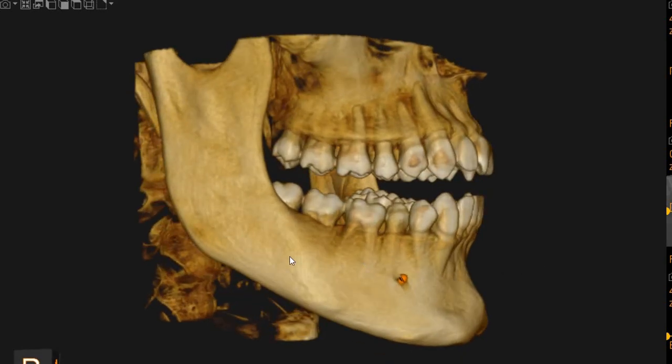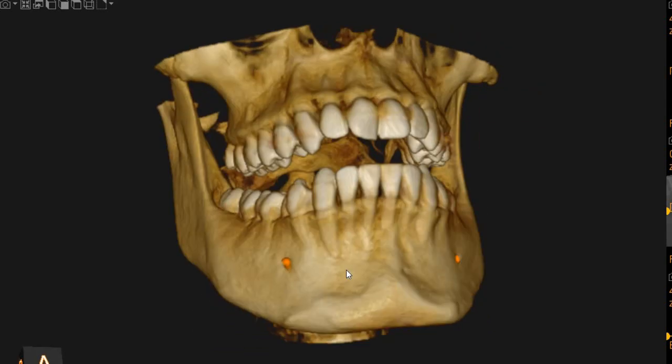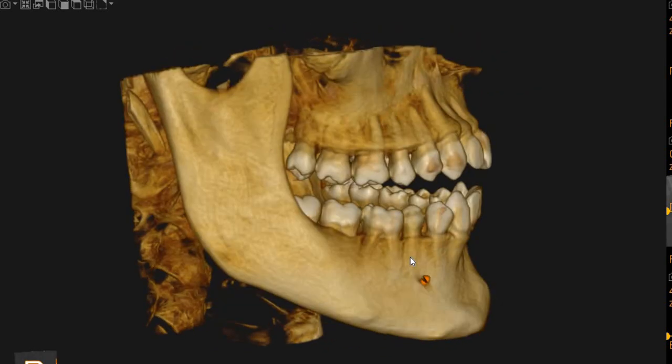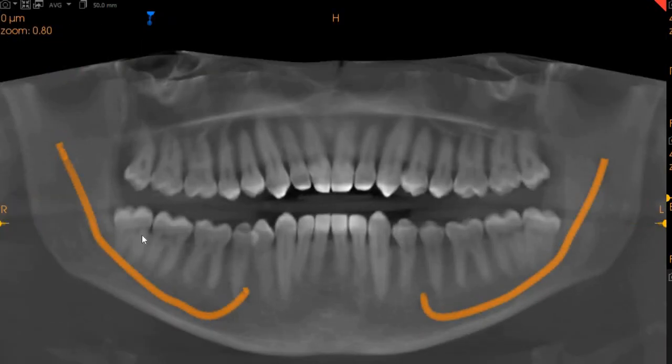This is the CBCT of the patient that you had requested. The area of interest is both the lower wisdom teeth and their association with the inferior alveolar nerve. On the panoramic view, you can see that both the roots look like they're very closely associated with the inferior alveolar nerve.